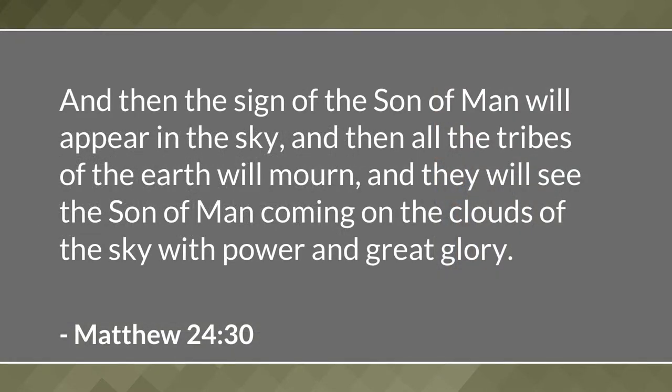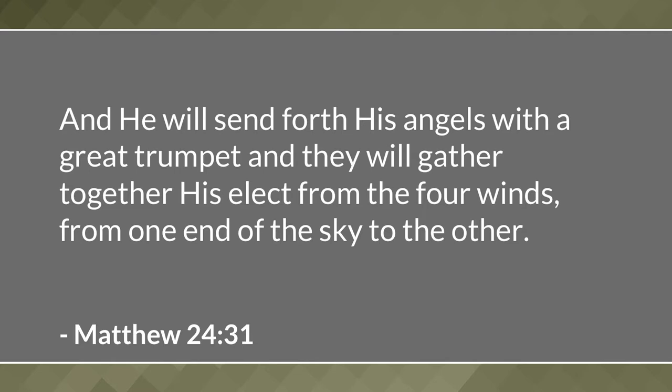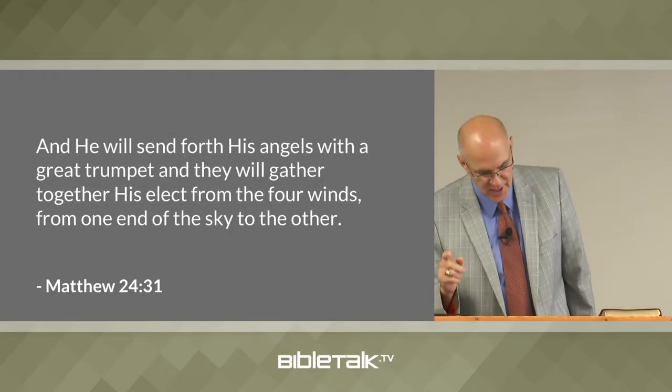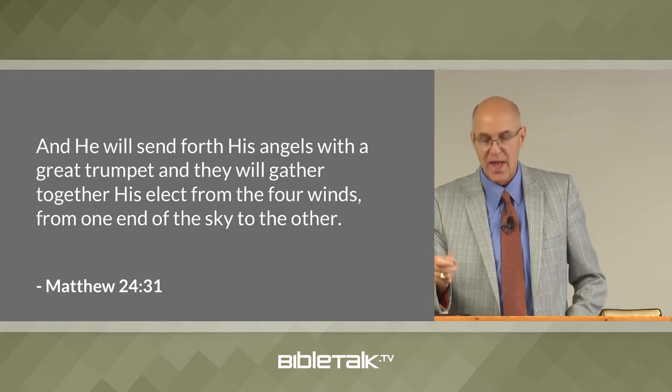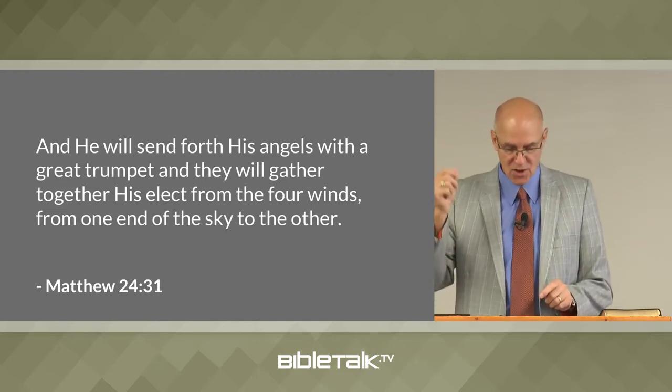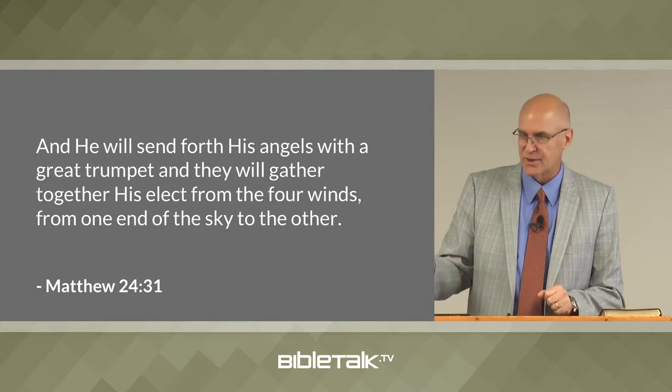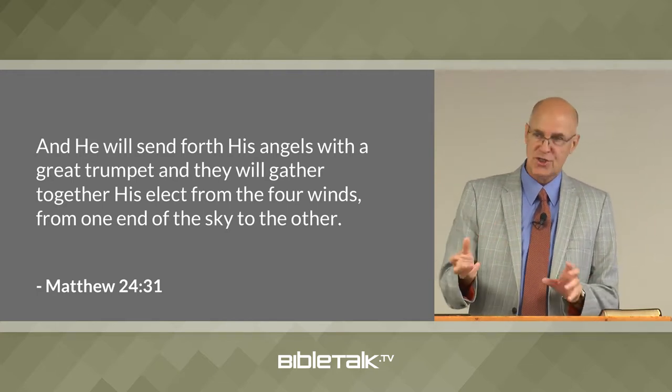Verse 30 to 31, he says, and then the sign of the Son of Man will appear in the sky, and then all the tribes of the earth will mourn, and they will see the Son of Man coming on the clouds of the sky with power and great glory. And he will send forth his angels with a great trumpet, and they will gather together his elect from the four winds, from one end of the sky to the other. So verse 29 to 31 is still talking about the destruction of Jerusalem and the effects that it has on others and believers.